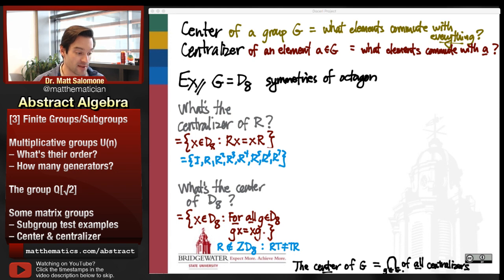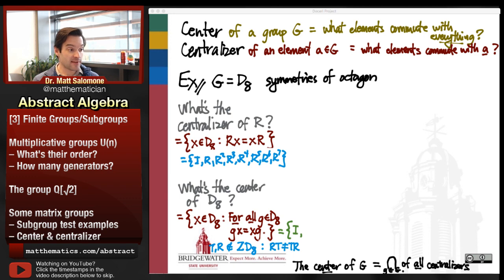It also means, for the same reason, that T doesn't belong to the center, right? Because T doesn't commute with R. And we can keep checking and checking. But it turns out that there is exactly one element besides the identity. The identity always belongs to the center, because the identity commutes with everything, always, in any group, because of the two-sided identity property. So the identity always belongs.